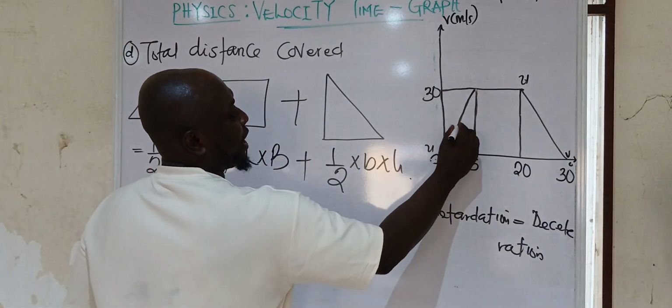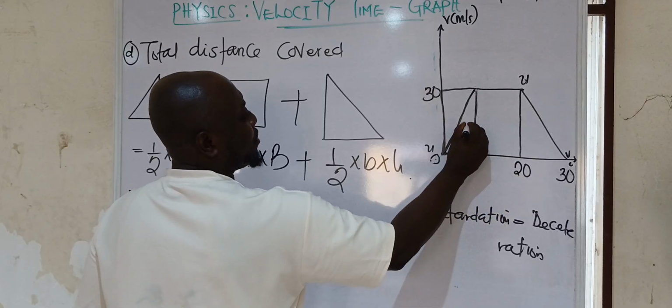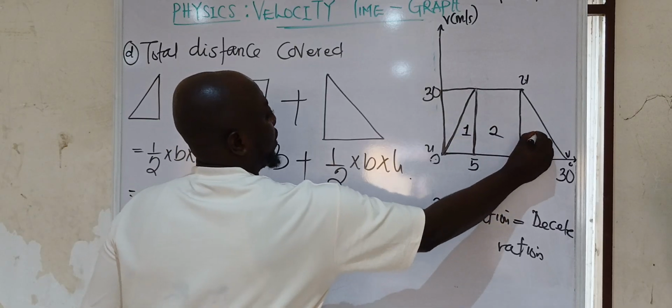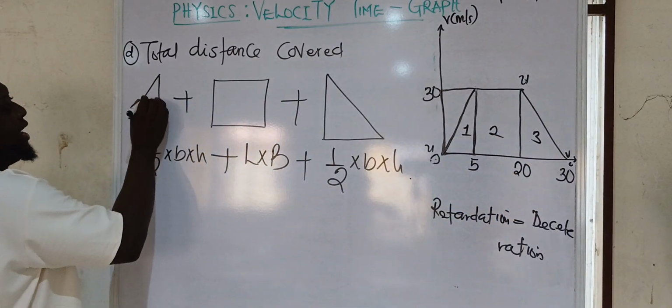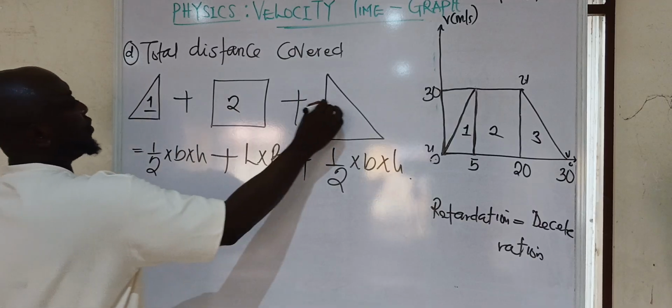I already know this one. That's the first diagram. You can label it as 1, 2, 3, or A, B, and C. Any one you like, you are correct. So let me label it 1, 2, 3. So this is my 1, this is my 2, and this is my 3.